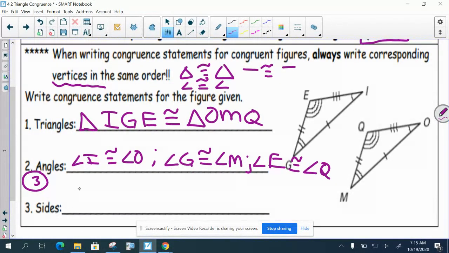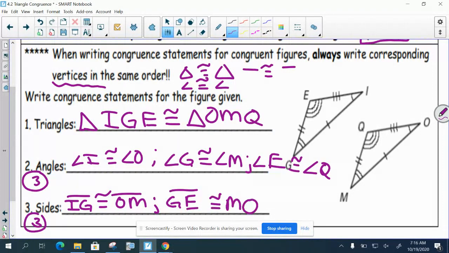And the same thing with the sides. You can look at the sides in the diagram, but you don't necessarily need the diagram if you have a congruent statement for the triangles. So we can say that side IG, or leg IG, is congruent to side, and the corresponding vertices on the other triangle would be OM. And then we should have three total. So let's do GE and MQ. GE is congruent to MQ. And then let's do IE and OQ.